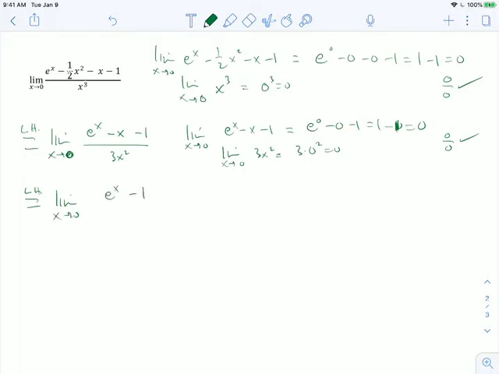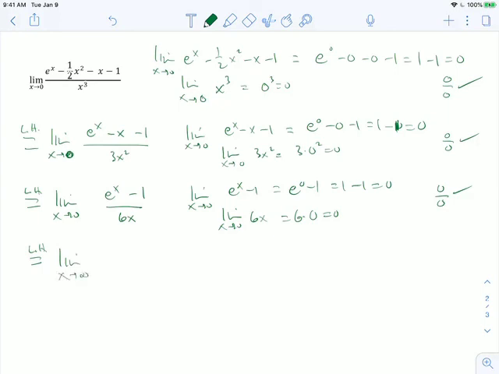The derivative of the numerator is e to the x minus 1. The derivative of the denominator is 6x. Limit as x goes to 0 of e to the x minus 1 is e to the 0 minus 1. That's still 1 minus 1 or 0. The limit as x goes to 0 of 6x is 0. So L'Hopital's rule, yet again, the derivative of the numerator this time is e to the x. The derivative of the denominator is 6. This is 0, not infinity. And so now I can try substitution, and I get 1/6 for my limit.